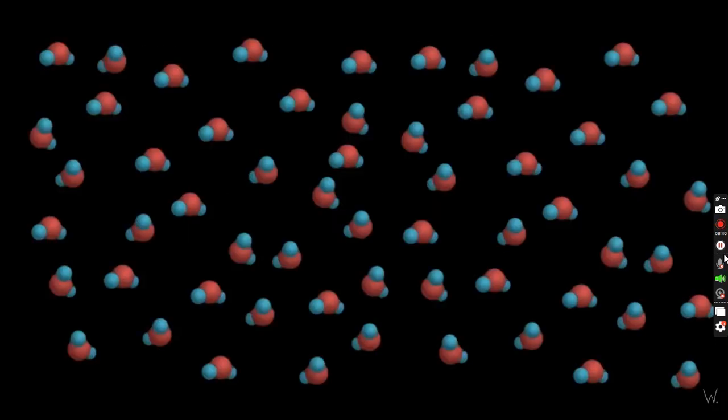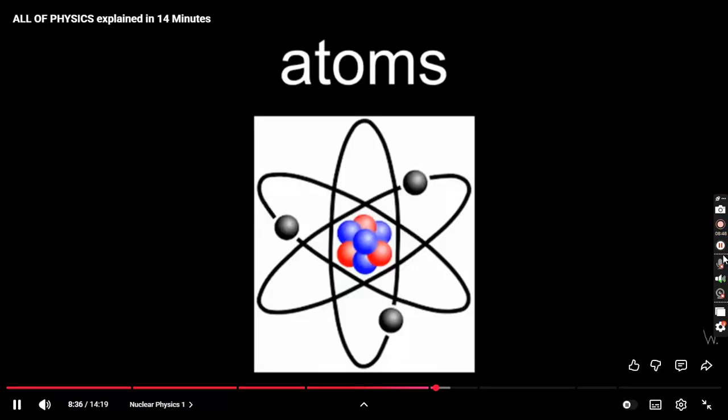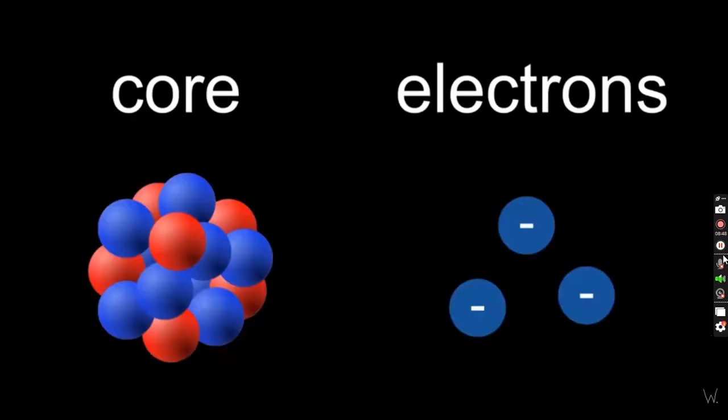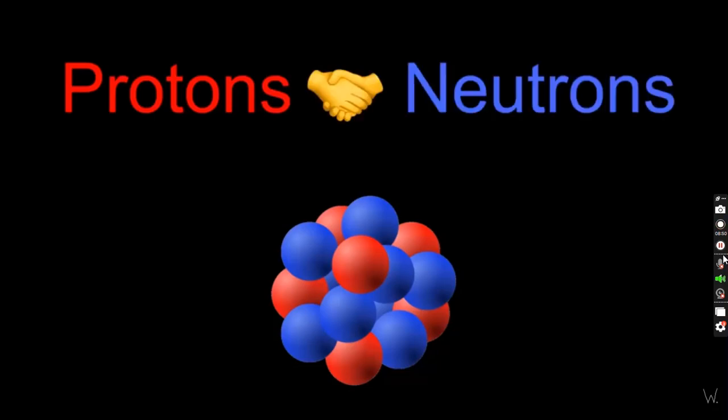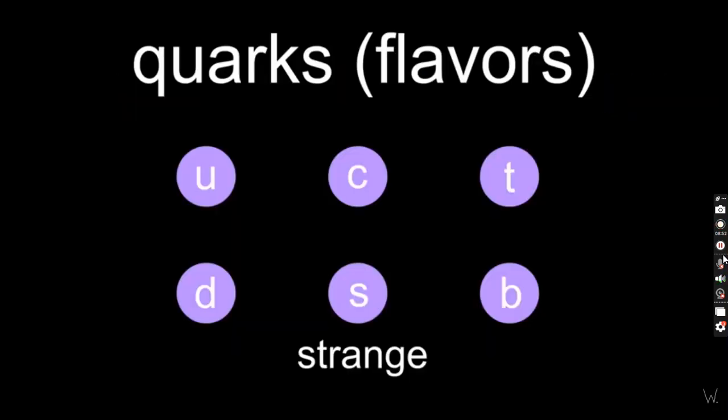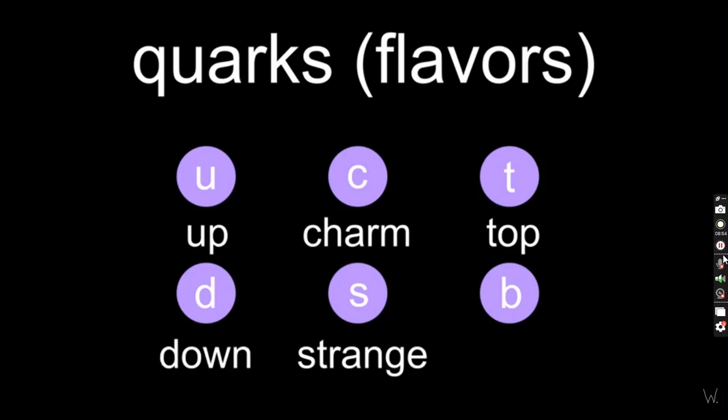Hey, can we go back to the water and look at those molecules? Yeah, those. What are they made of? The molecules are made of atoms. Atoms are made of a core and some electrons. The core is made of protons and neutrons, both of which are made of quarks. They're strange yet charming from up top down to the bottom.